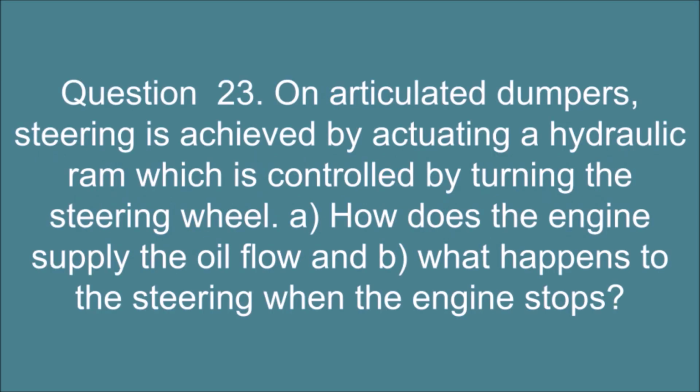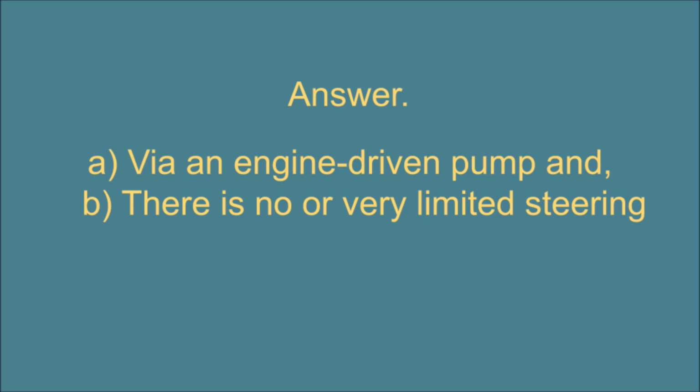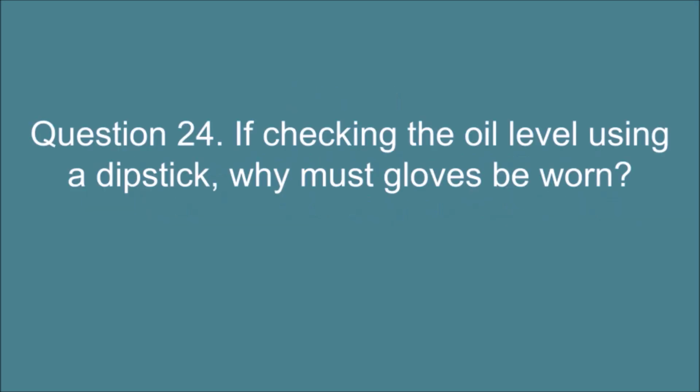Question 23. On articulated dumpers, steering is achieved by actuating a hydraulic ram which is controlled by turning the steering wheel. A. How does the engine supply the oil flow, and B. What happens to the steering when the engine stops? Answer. A. Via an engine-driven pump. B. There is no or very limited steering.